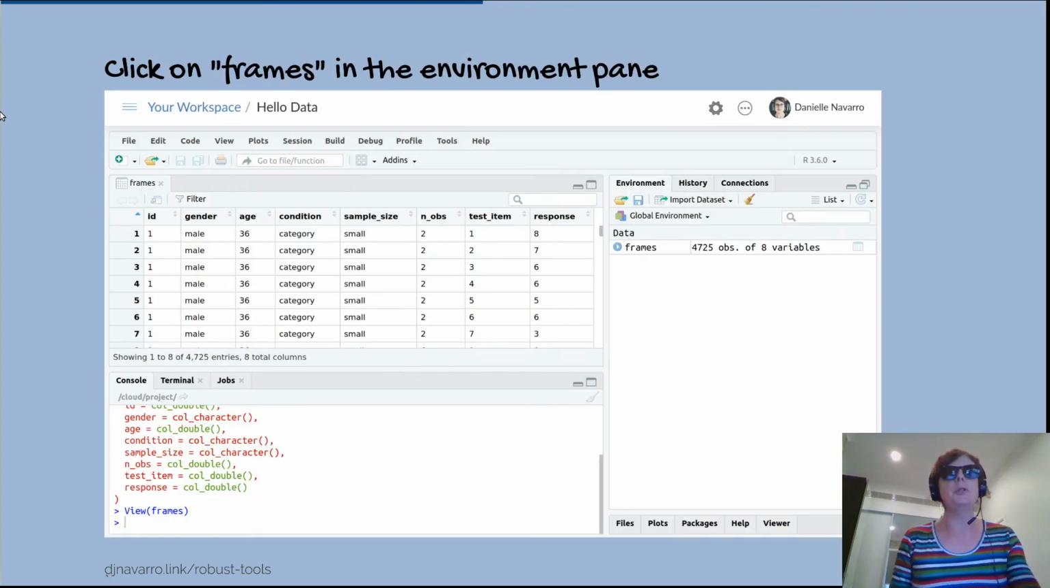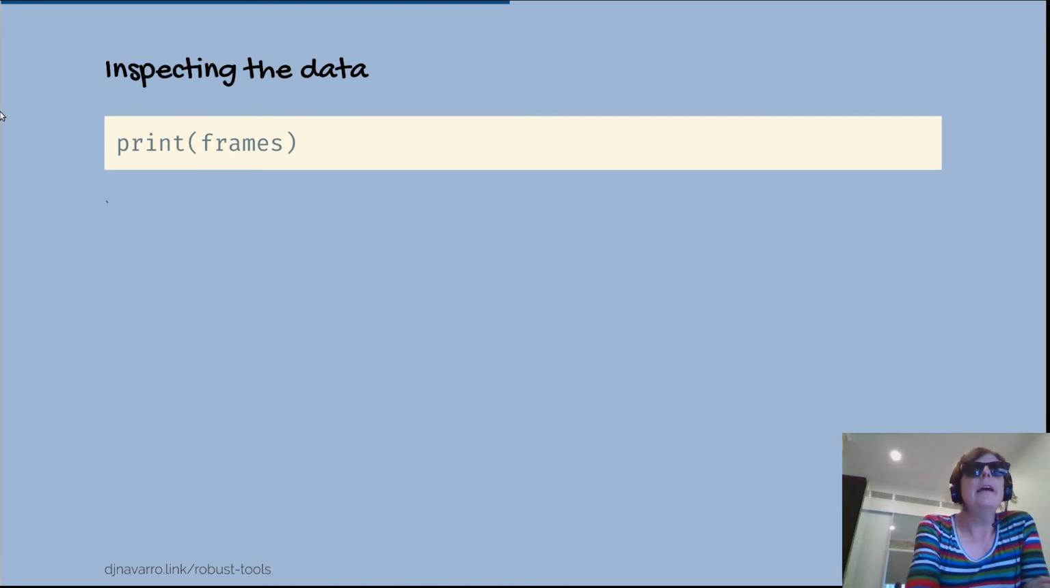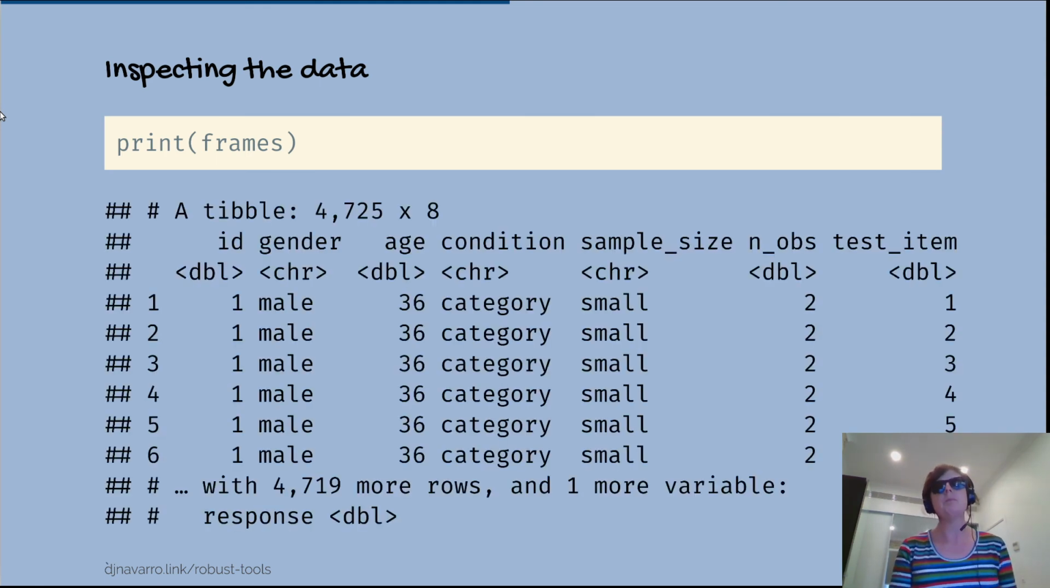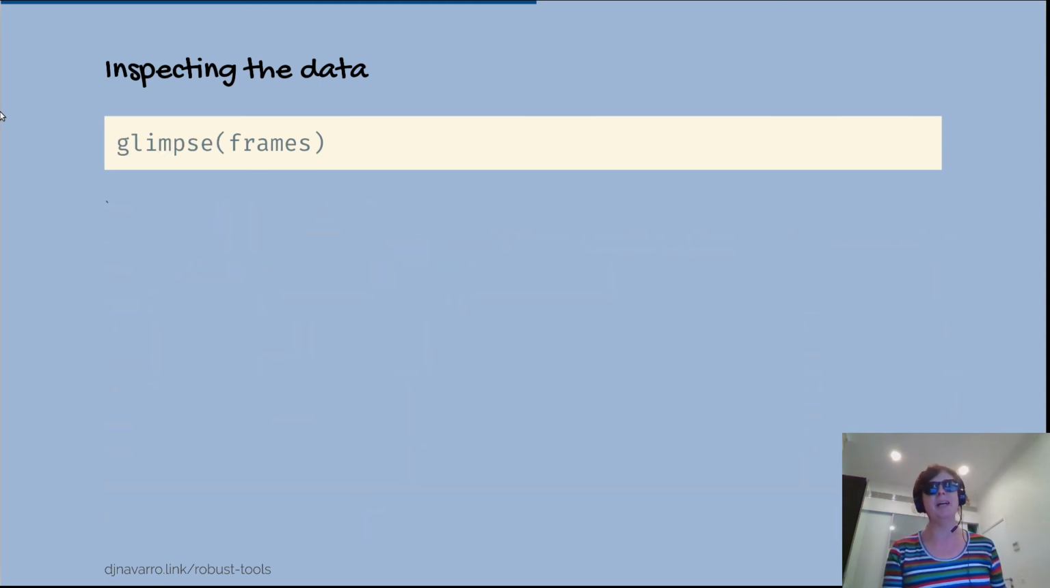This is just me showing you in the slides the same thing that I just showed on screen. If you want to be super explicit and really make sure that R prints it, you can type print frames. That will do the same thing, and there you go, that's the output.